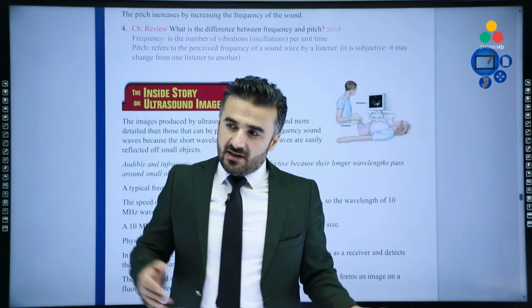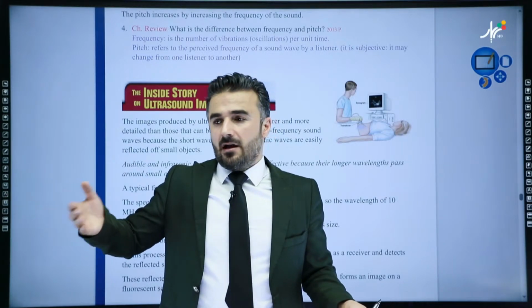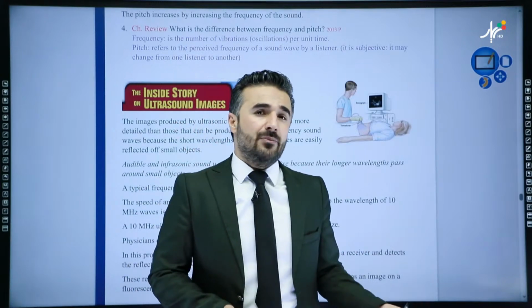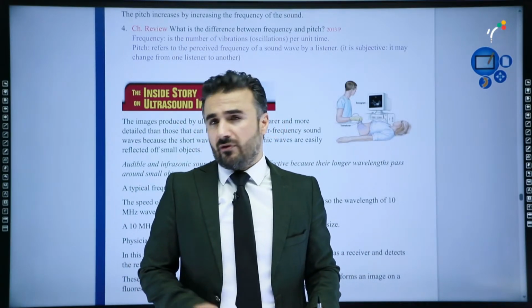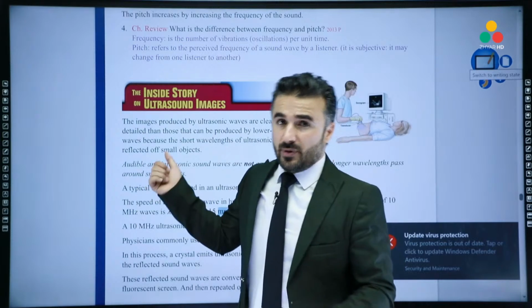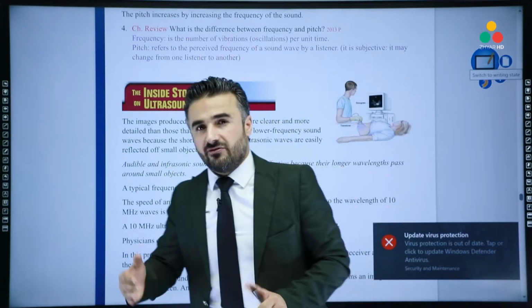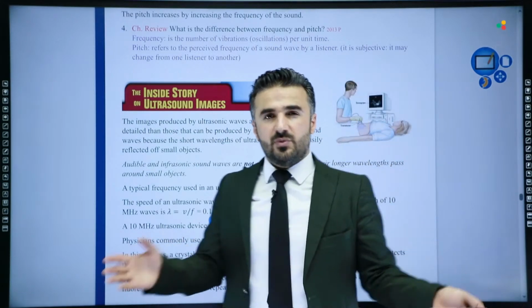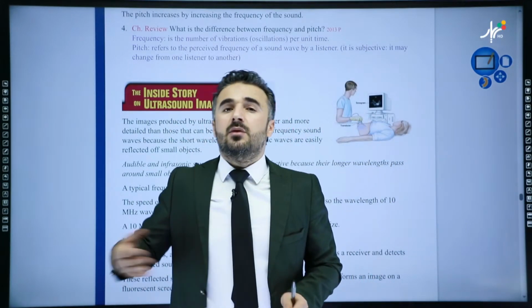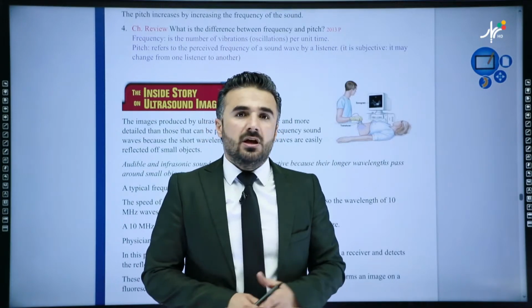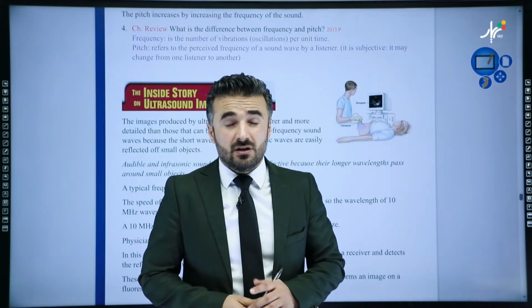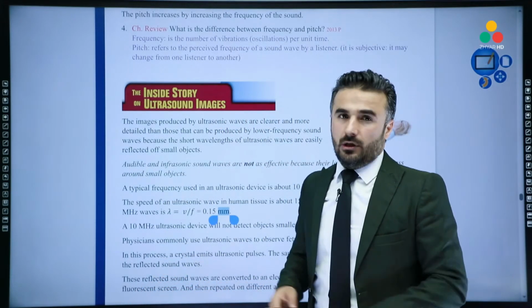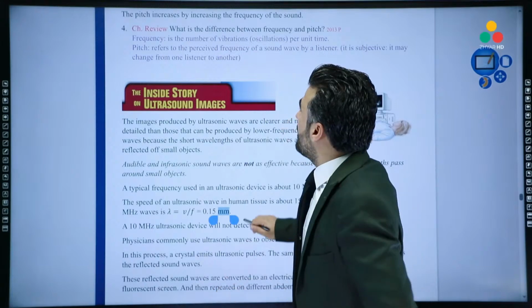But somebody who has trouble with their hearing ability might not be able to hear all the frequencies, or the frequencies at a certain range. So the pitch of a sound is subjective. It is different from one person to another. But once again, what is the difference between the two? One more time: frequency is the number of vibrations per unit time, while pitch refers to the perceived frequency, like how high or low the frequency is as received by the listener.